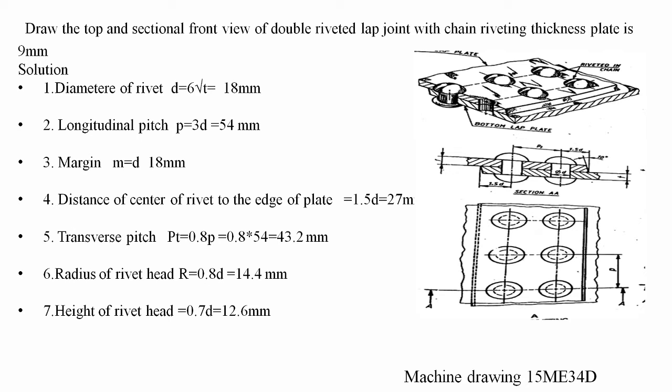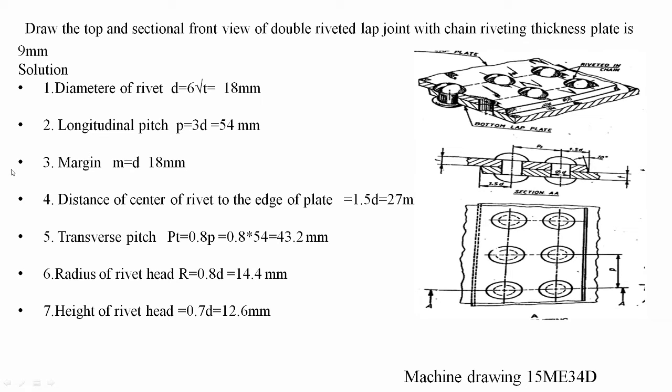Today we are discussing how to draw the top and sectional front view of a double riveted lap joint with chain riveting. Let me discuss this joint with a simple problem. The problem is: draw the top and sectional front view of a double riveted lap joint with chain riveting. The thickness of the plate is given as 9 millimeter.